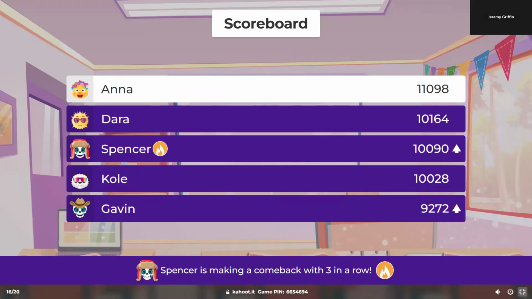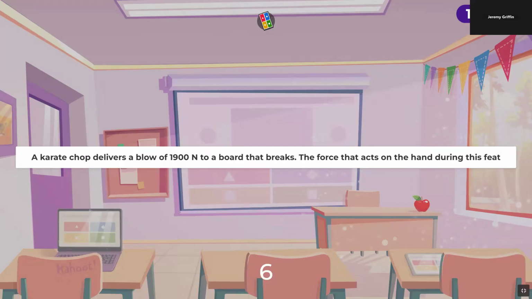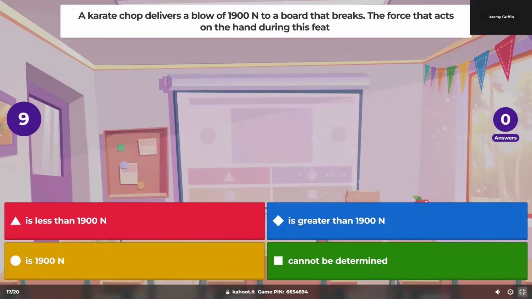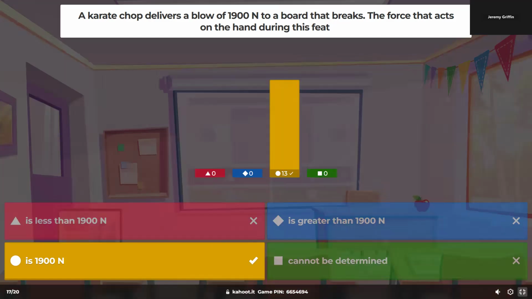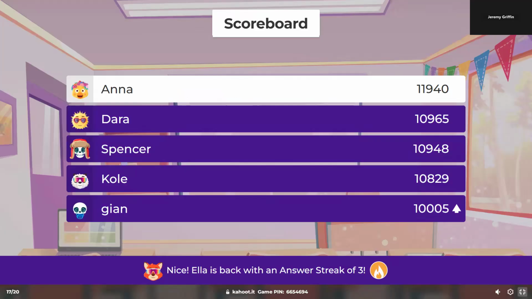Gavin, Cole, Spencer, Dara, Anna. Karate chop, blow 1900 newtons onto a board that breaks. The force that acts on the hand. So the force from the hand on the board is 1900 newtons. But the force back on the hand. Everybody's winning. Oh, yeah. 1900 newtons. Got Gian, Cole, Spencer, Dara, Anna.